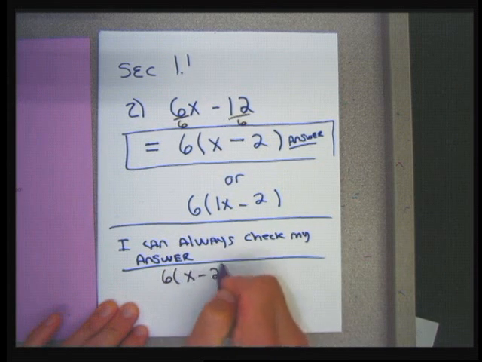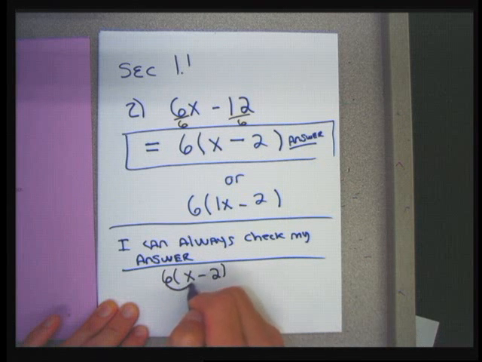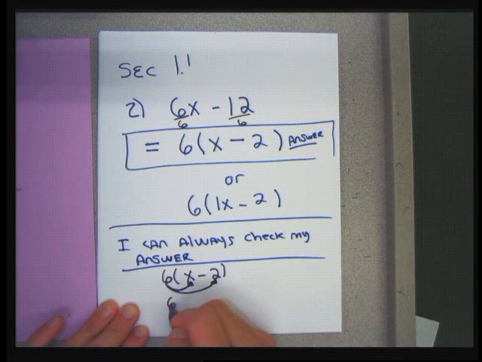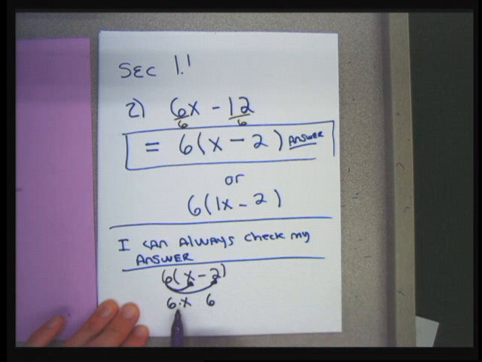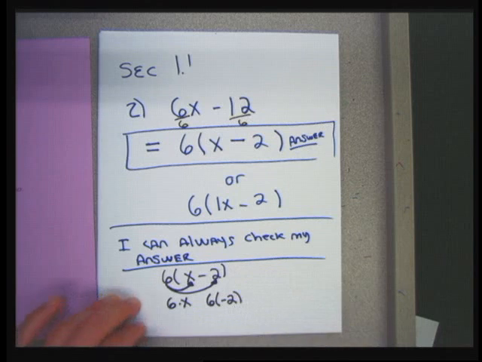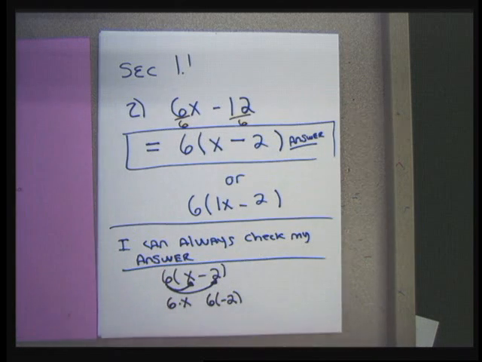So for this particular problem, to take my answer and check it, I'm going to take the 6 that's to the left of the parentheses, and multiply it by both terms inside the parentheses. So I'm going to go 6 times x and 6 times minus 2. Here I use a dot for the times. Now I'm going to use a parentheses for the times. A dot and a parentheses both mean times.